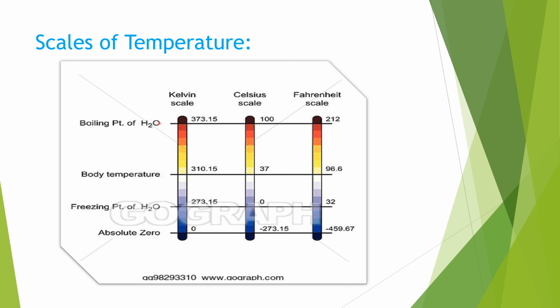Now, the SI unit of temperature is Kelvin. If we talk about the Kelvin scale, the boiling point of water is at 373.15 Kelvin. Human body temperature is at 310.15 Kelvin, and the freezing point of water or melting point of ice is at 273.15 Kelvin. We all know that absolute zero is actually 0 Kelvin.